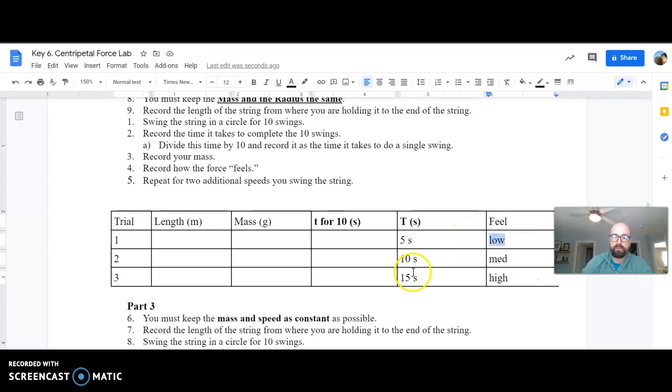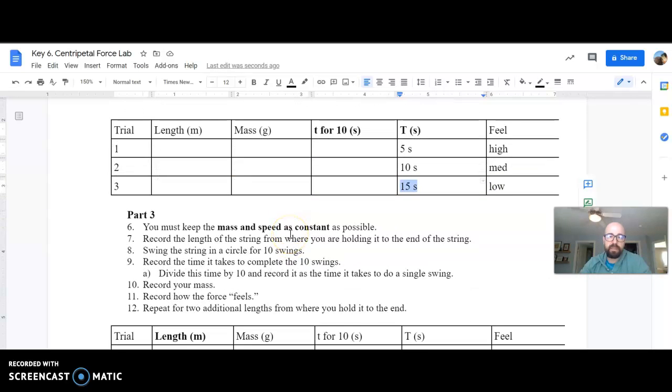I did these backwards. So I made the mistake that a lot of kids make. This would have been high, medium, and low. So high period means it's going slow. It's taking a long time. So don't confuse those the way I just did, right? And then ideally, your mass was the same and your length was the same. Kids did that just fine.